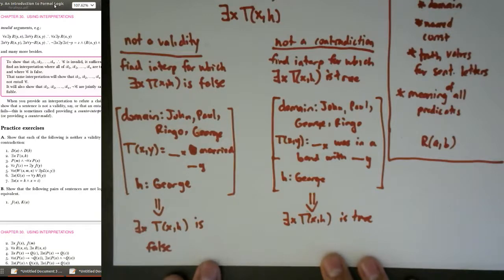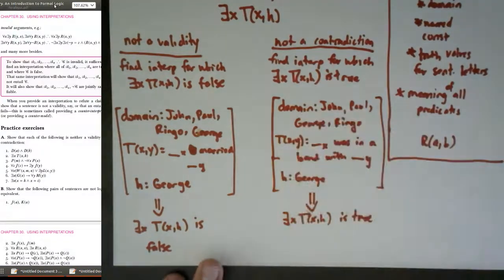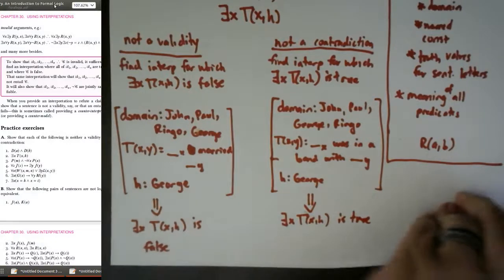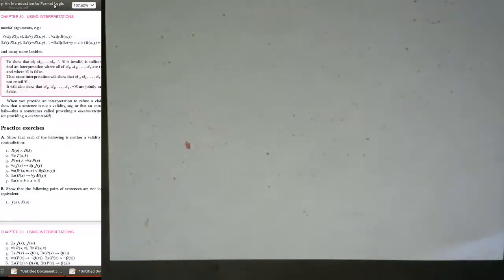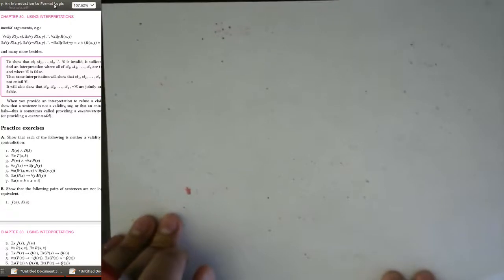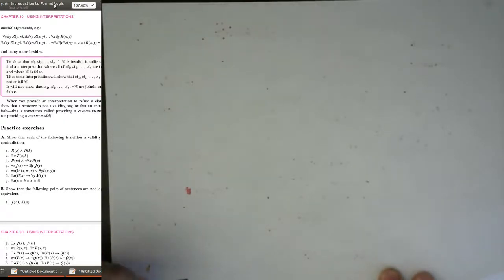Okay, the complete and utter freedom you have over an interpretation gives you a lot of options doing this kind of stuff. All right, let's look at another example. Wow, the wind is going crazy. Well, if you hear a crash, it's because of the wind.